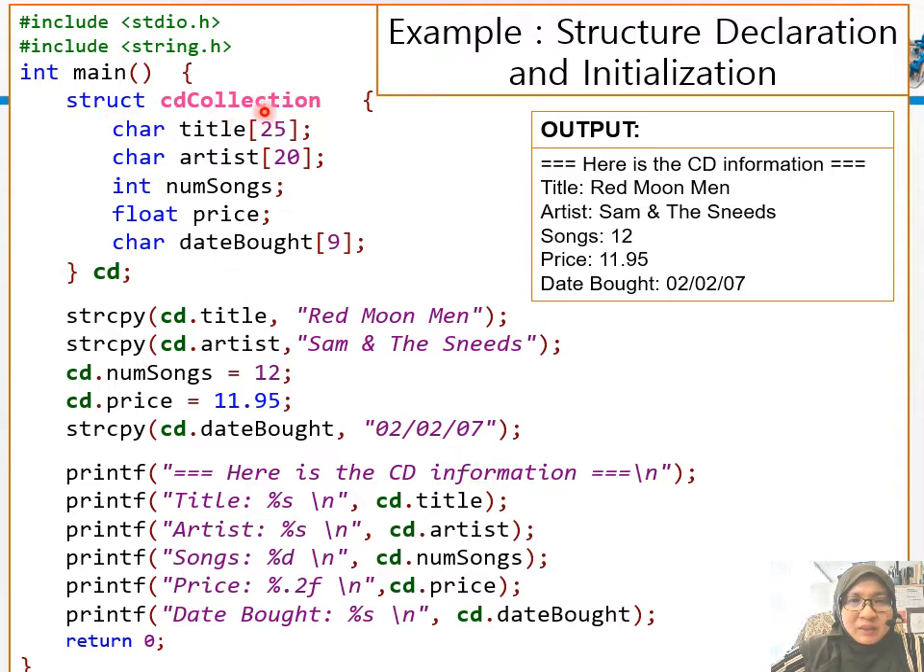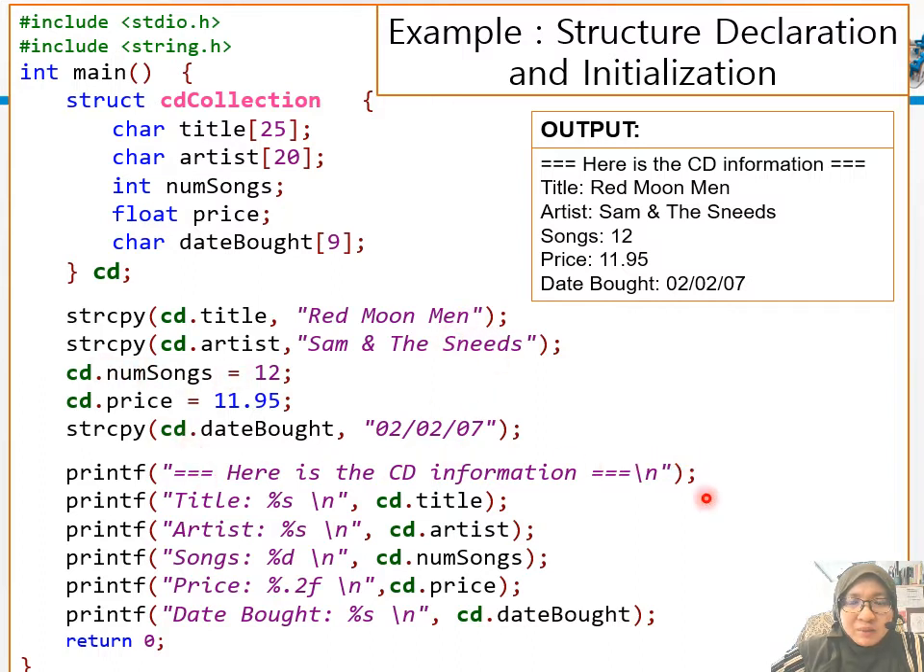Struct CD collection. So in this example for the CD collection, you have 5 members: title, artist, name song, price, and date bought. So this is CD, or you can put CD1. So in this example for the variable, you just add in the variable name CD. Then you just follow the previous slides. String copy, CD.title, Red Moon Man. String copies, because these are related with string, so we have 1, 2, 3 for strings, and these are for the integer and the double, or float. For string it is different. You use a string copy.